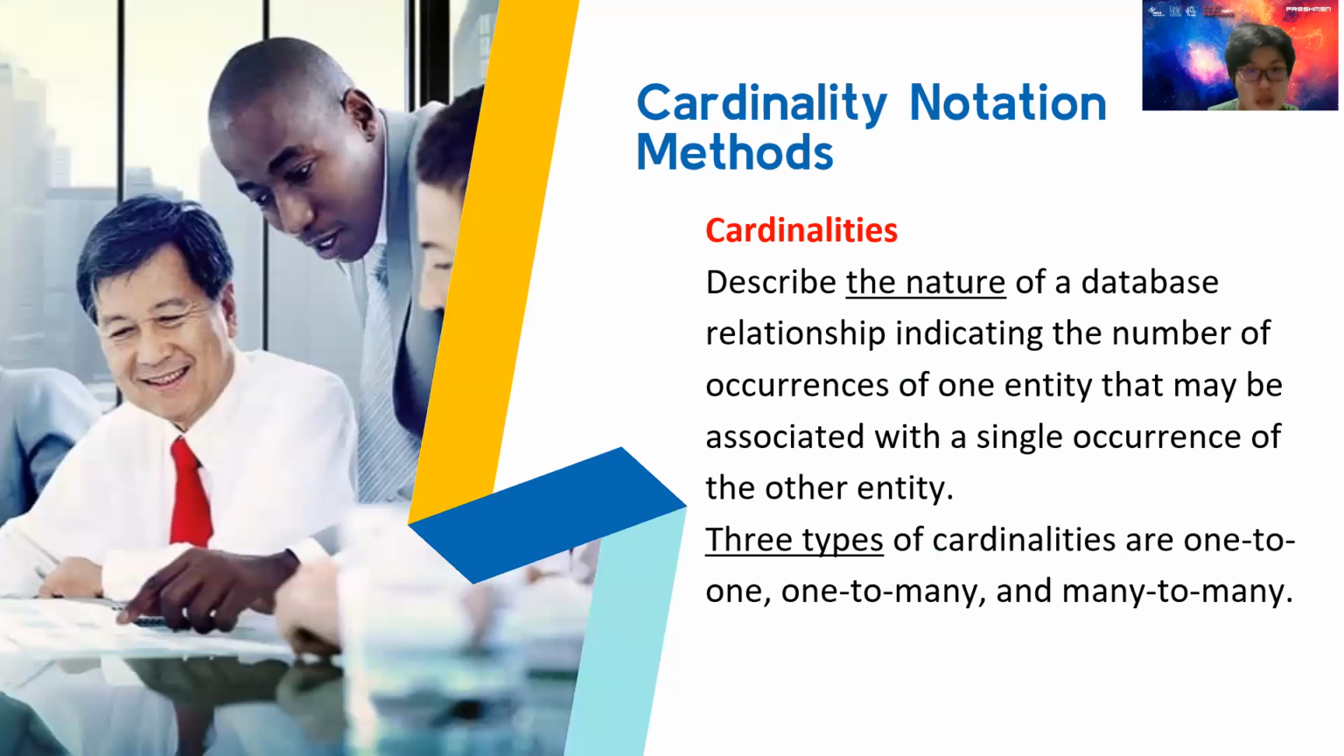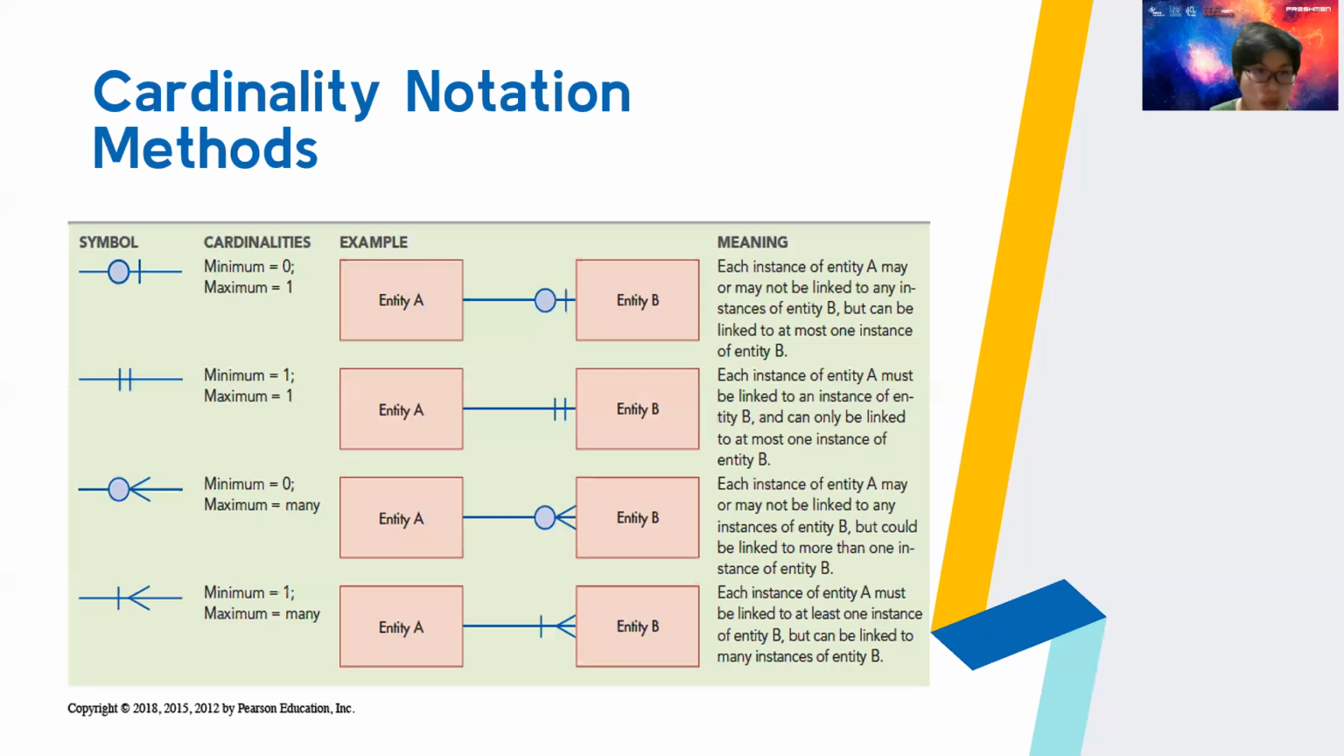Cardinality notation methods. Cardinalities describe the nature of a database relationship, indicating the number of occurrences of one entity that may be associated with a single occurrence of the other entity. Three types of cardinalities are one-to-one, one-to-many, and many-to-many. Cardinality notation methods. This is a symbol.